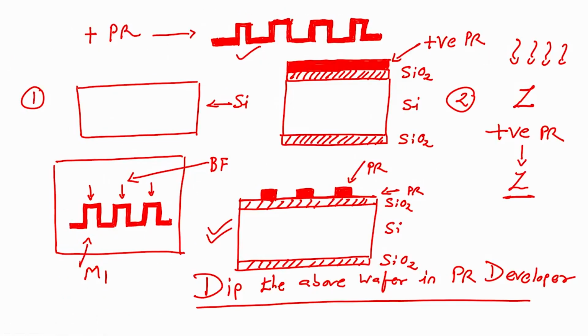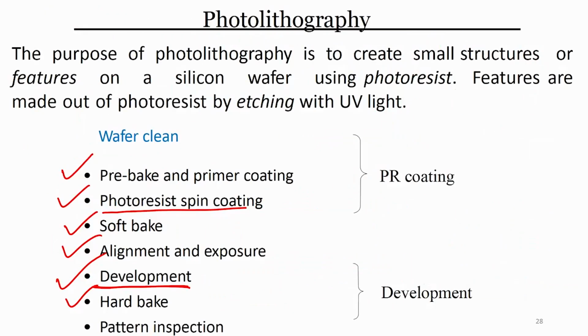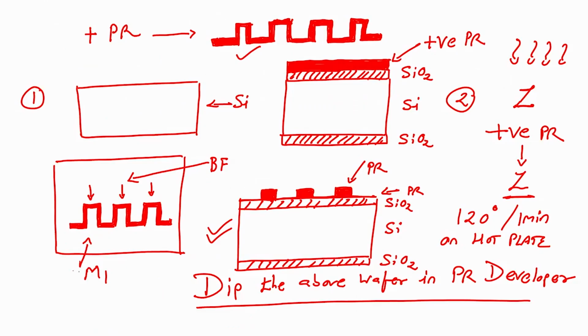and then we have done hard bake, right. So, the next step is, after developing the photoresist, we have to put the wafer at 120 degrees for 1 minute on hot plate, right. That is your post bake, or hard bake. Finally, you have to inspect the wafer, you have to inspect the pattern. So, what is a pattern? Pattern is this particular pattern. In our case, we will inspect once this is done.